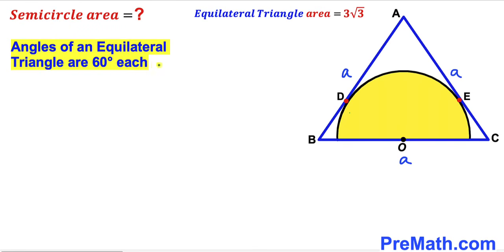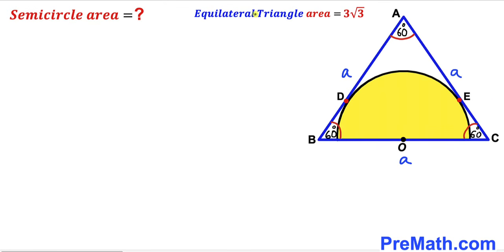And now let's recall this crucial fact. The interior angles of an equilateral triangle are 60 degrees each. So therefore this angle has got to be 60 degrees. Likewise, this angle is 60 degrees and 60 degrees. And now we know that the area of this equilateral triangle ABC has been given to us as 3 times square root of 3. And now let's recall the area of an equilateral triangle formula.